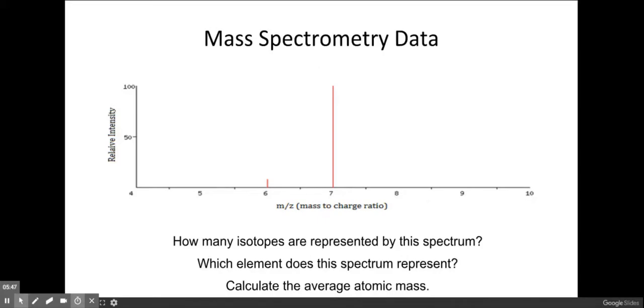So you can go to your periodic table and look at your average atomic masses. You should be able to figure that out pretty easily. Then we also want to calculate the average atomic mass, but to do the calculations we need some harder numbers than we can read from this graph.